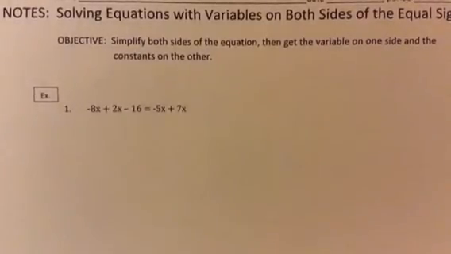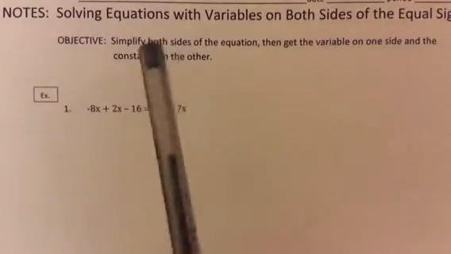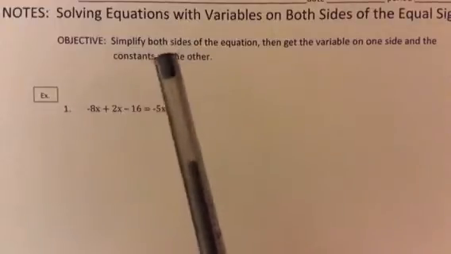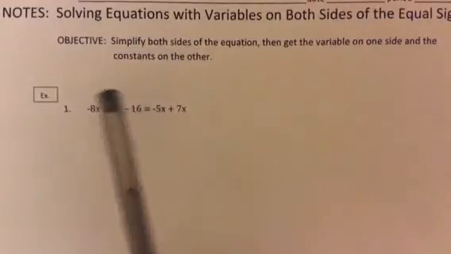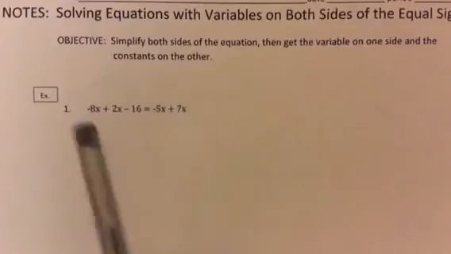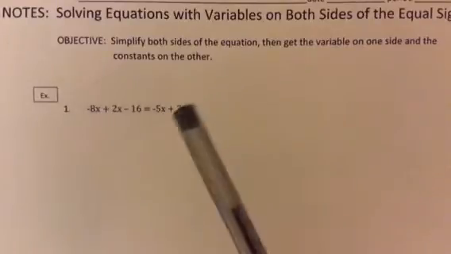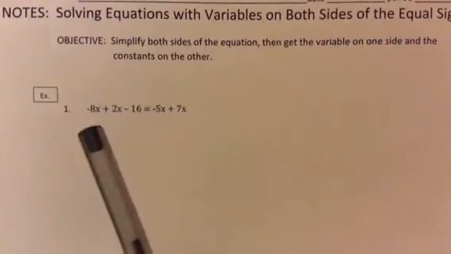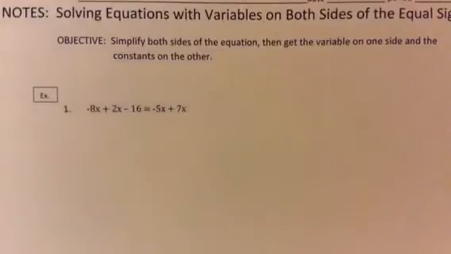So today we're going to look at solving equations with variables on both sides of the equal sign. And the one thing that you need to be aware of is that first of all, we're going to simplify on both sides where we combine like terms. And then we have to get all the variables on one side and all the numbers on the other side. So let's look at one and see what happens here.